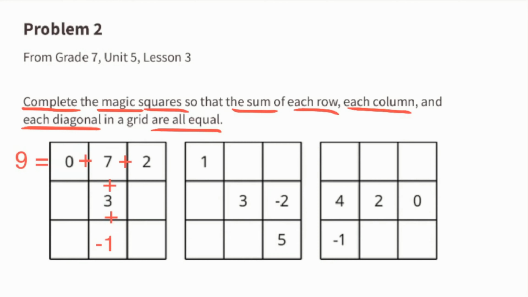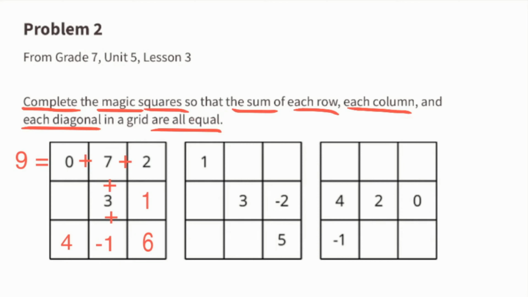Let's go to the middle column. 7 plus 3 is 10, minus 1 is 9. Now the bottom row. 4 minus 1 is 3, and 3 plus 6 is 9. So the sum of this bottom row is equal to 9. Let's go to the right-hand column. 6 plus 1 is 7, plus 2 is 9. So the right-hand side column has a sum of 9.